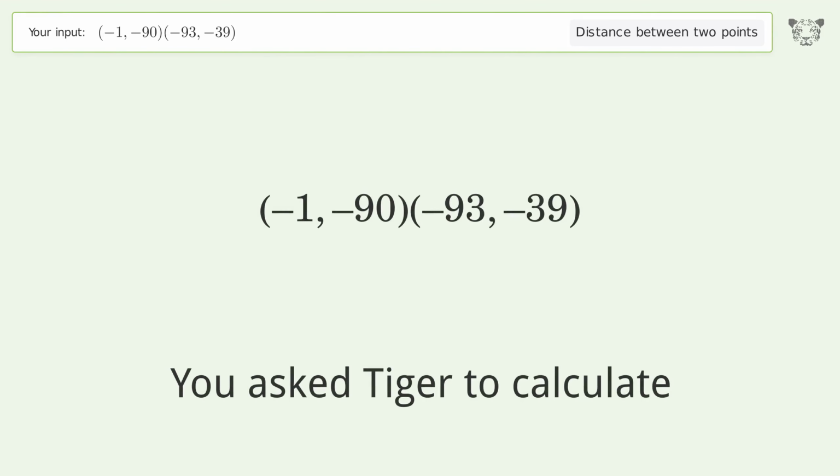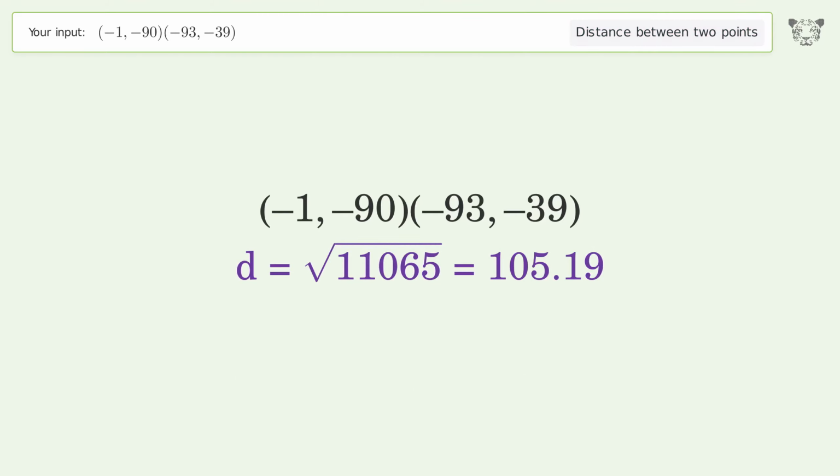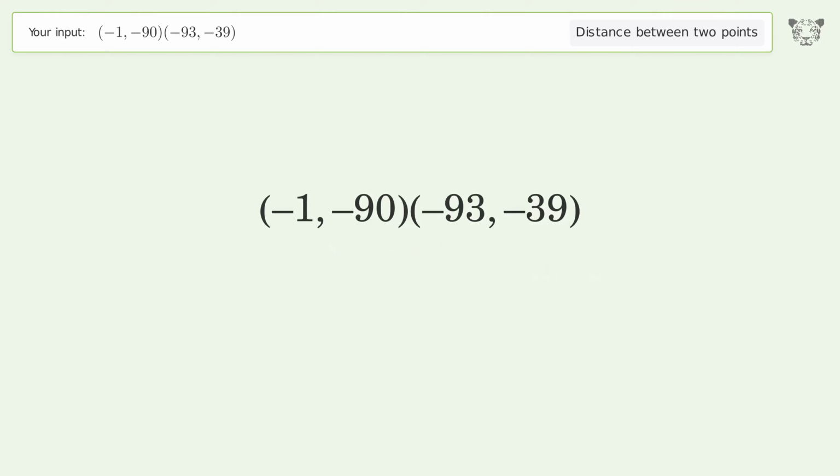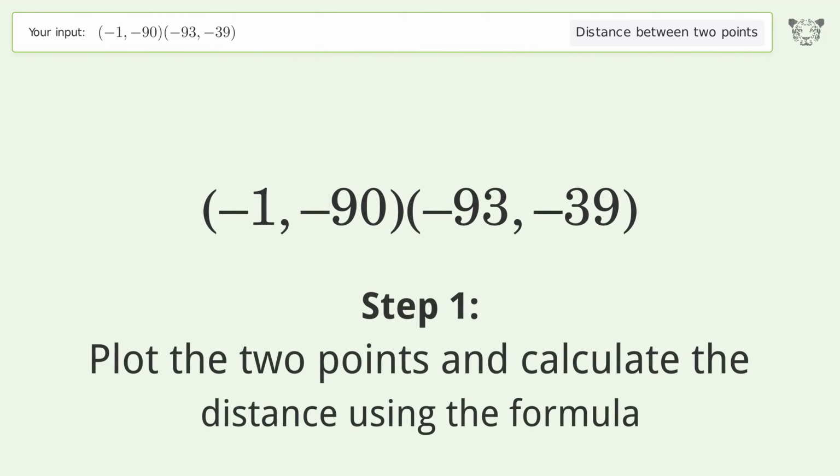You ask Tiger to calculate. This deals with the distance between 2 points. The distance between the 2 points is the square root of 11,065 or 105.19. Let's solve it step by step. Plot the 2 points and calculate the distance using the formula.